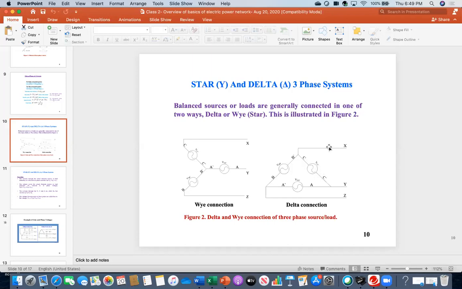So what is the relationship? This current will be √3 times this current. This means in this case, line current is √3 times the phase current, but voltage is the same. In the Y connection, line current and phase current are the same, but line voltage is √3 times the phase voltage.